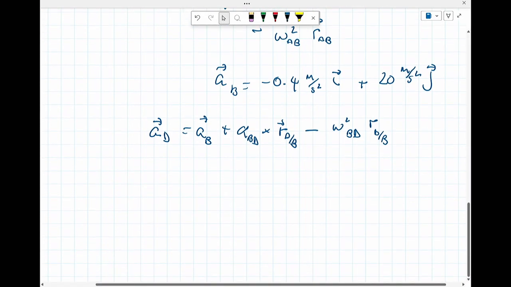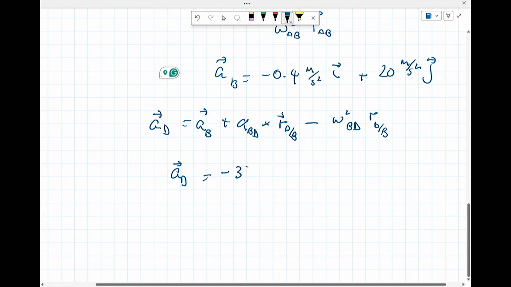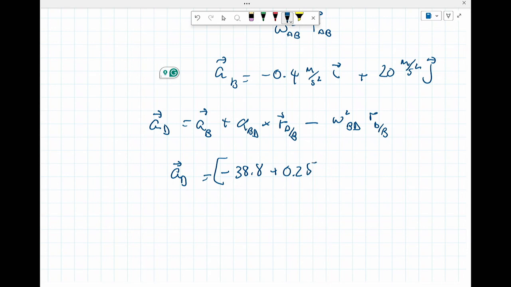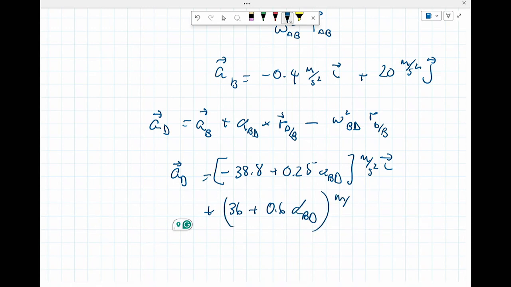If you put the terms in, you end up with acceleration of D equal to minus 38.8 plus 0.25 alpha BD meters per second squared in the I direction, plus 36 plus 0.6 alpha BD meters per second squared in the J direction.